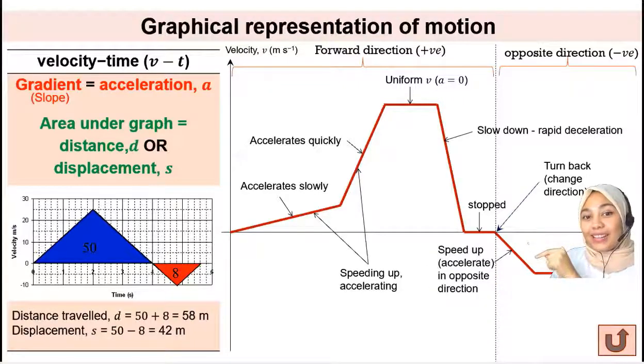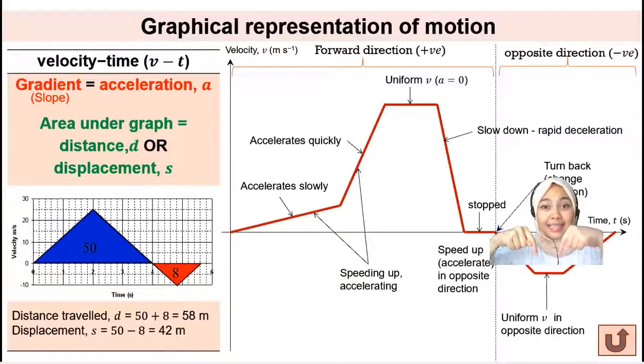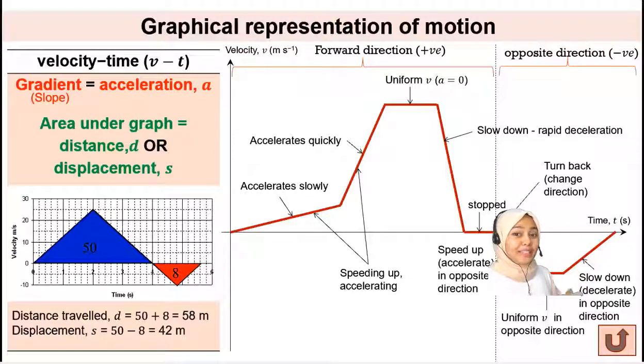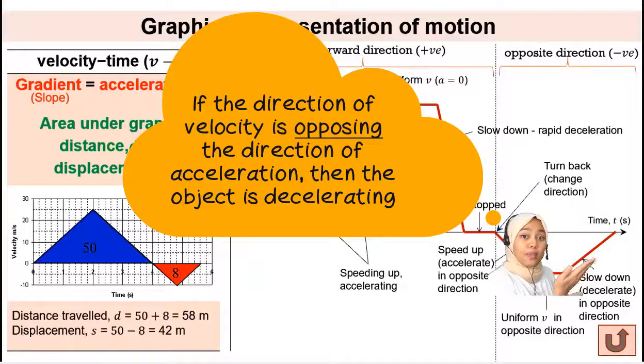This slope right here indicates that this object starts to increase its velocity, but this time in the opposite direction. Then it decided to stay at constant velocity again for a few units of time. And finally, its velocity starts to decrease or decelerate and stops right here. How do we know? You see that the gradient is positive, i.e., the acceleration is positive while the velocity is negative.